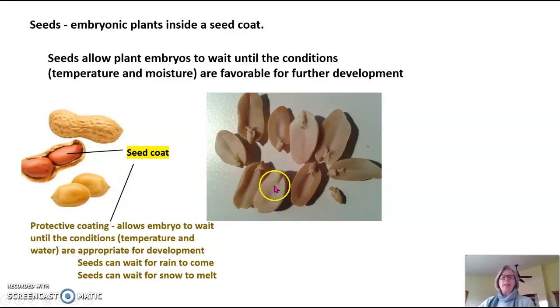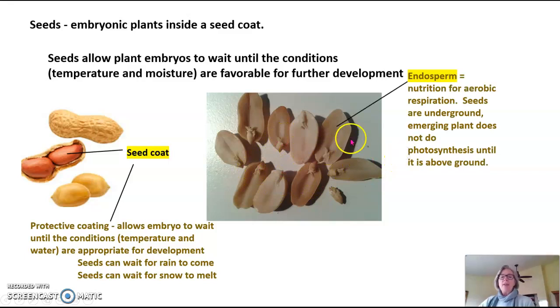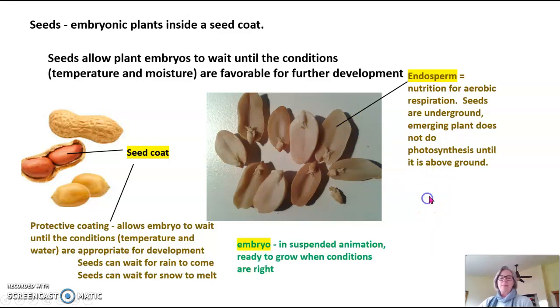So here's a peanut that has been broken open in half. And you can see that this large area here is what we call an endosperm. It's nutrition for aerobic respiration. Seeds, of course, are generally underground, and an emerging plant doesn't do photosynthesis until it's above ground. So when a plant is first starting to grow, it does aerobic respiration to make ATP, and its nutrition source for this aerobic respiration is this endosperm, these sugars that are located in the seed.